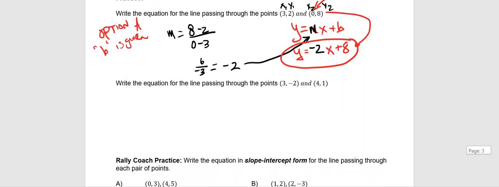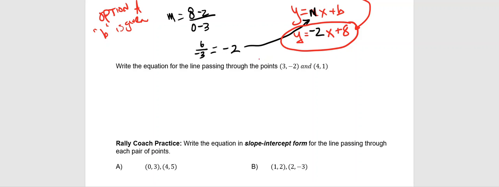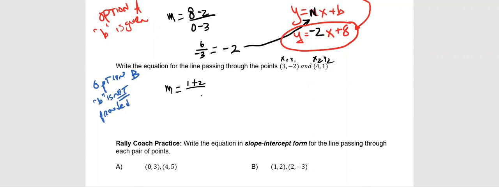Our second example is not going to require, but I'm going to choose to use, option B because my b value is not provided. But once again, I'm going to have to start by solving for my slope. So m equals 1 minus negative 2, 1 plus 2, over 4 minus 3. That's going to give me 3 over 1, so m equals 3.